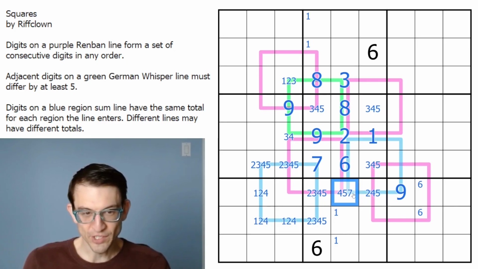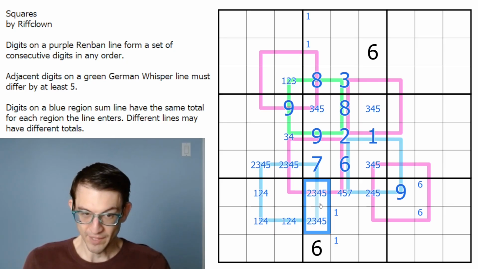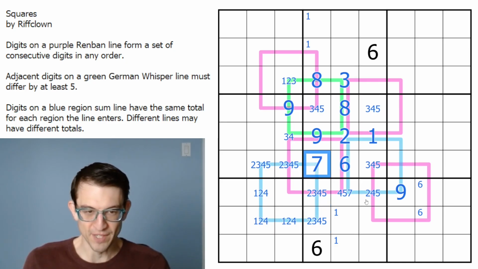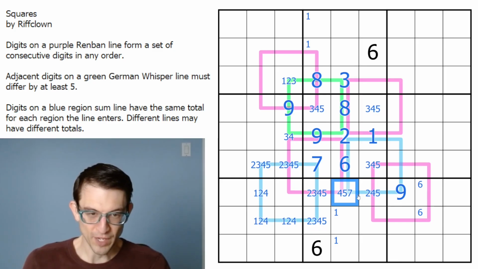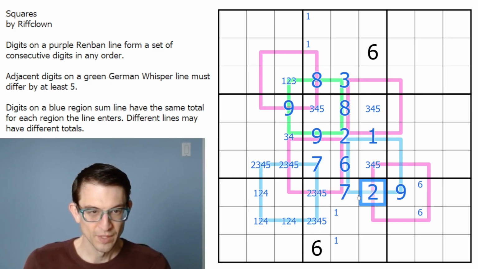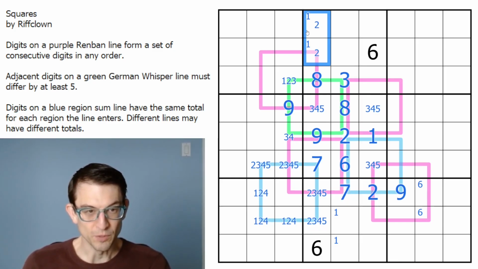This actually can't be 4 or 5. It can't be a 4 or 5 pair because that would eliminate 4 and 5 from this region sum line, making it 2 and 3, but 2 and 3 sum to 5, not 7. So this can't be a 4 or 5. It's got to be a 7, 2. That makes this a 1, 2 pair.